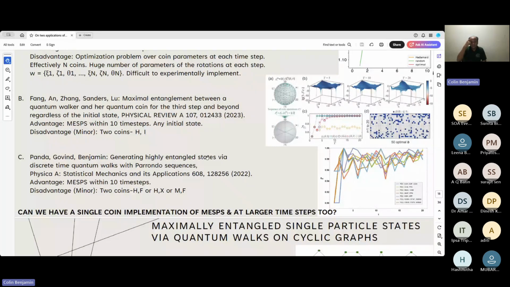particle states, but again with a Hadamard or a Fourier, that is with two coins, or a Hadamard or a NOT gate, or the M gate and the Fourier gate, and we proposed that we will get a maximally entangled single particle state within 10 steps. But in all these cases, we have either two coins or one coin with identity.